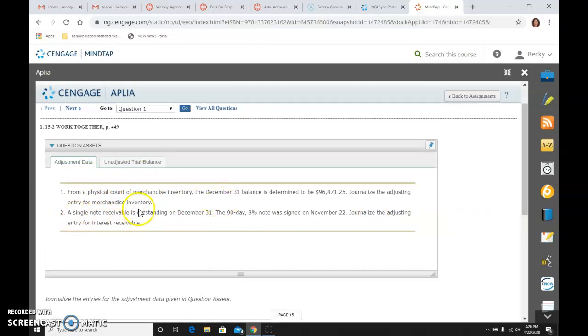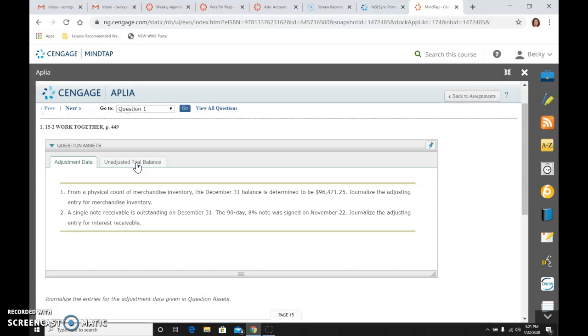Then the second adjustment we have to do, it says we have a single note receivable. It is outstanding on December 31st. The 90-day 8% note was signed on November 22nd. Journalize the adjusting interest entry for interest receivable. So I have to compute the interest.